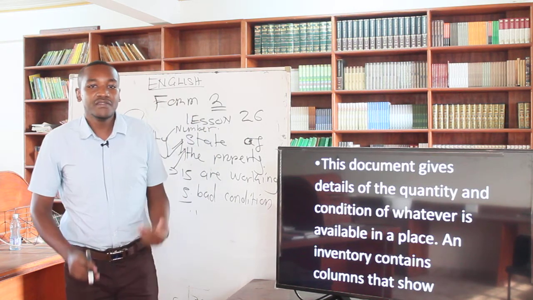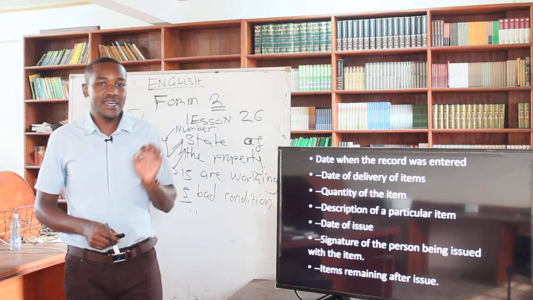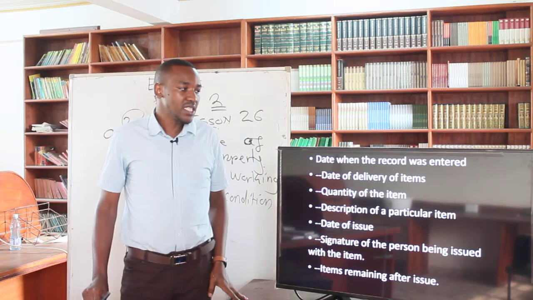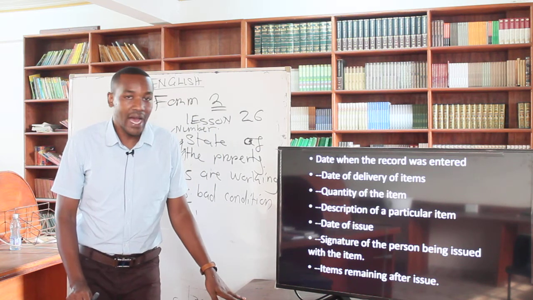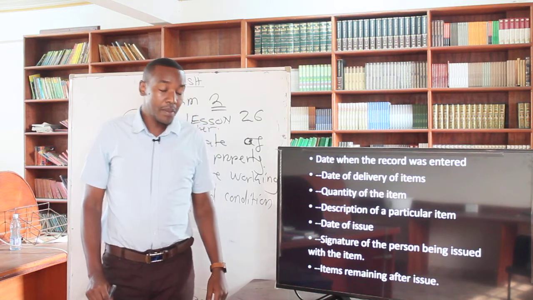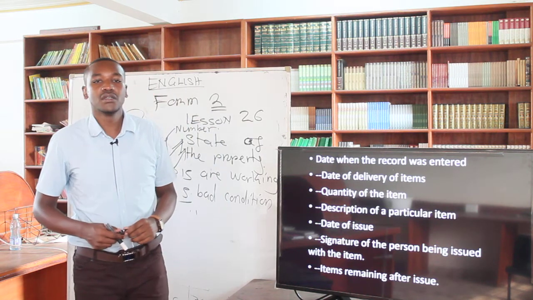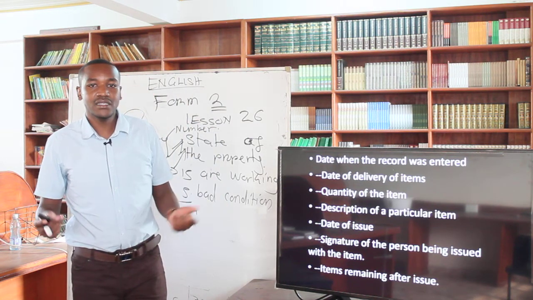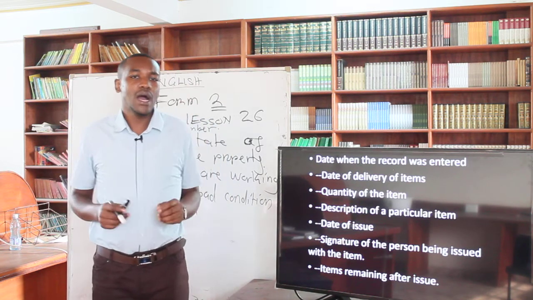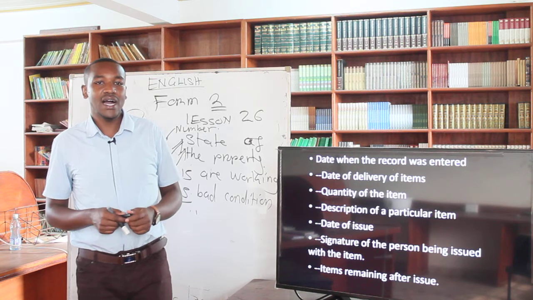Now, an inventory contains columns that show the date when the record was entered, then the date of delivery of the items, and the quantity of the item. Remember, quantity is how many. Let's say you've been brought books, and these are Head Start Book 2 textbooks for English. How many were brought? We talk about 50 of them. How was their condition, and so on.